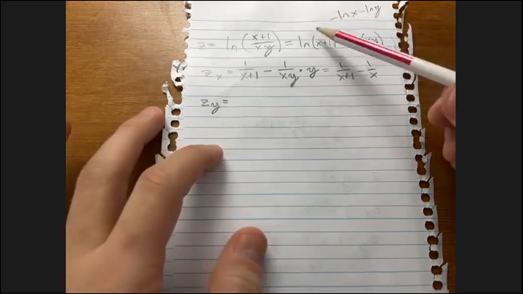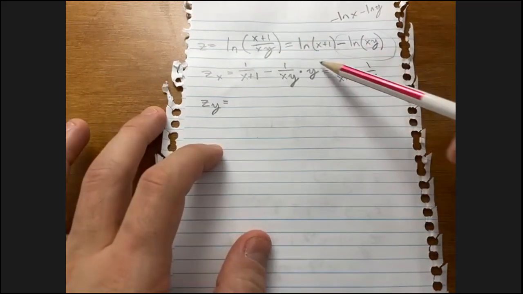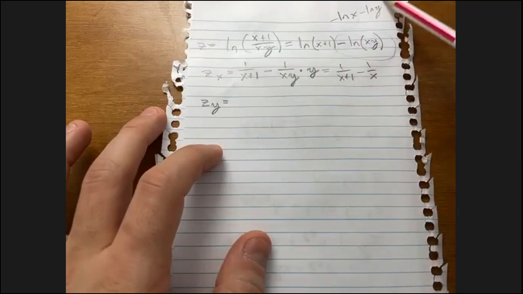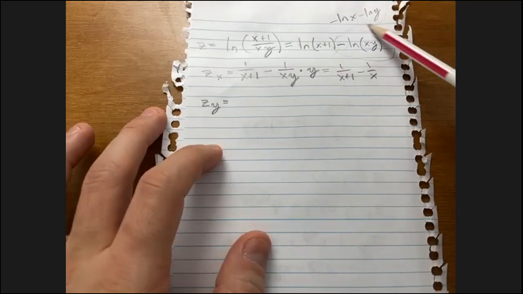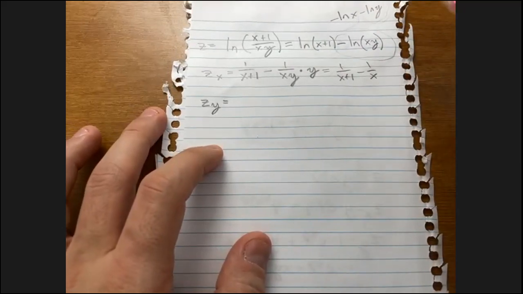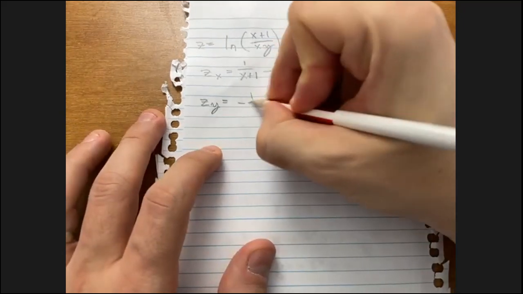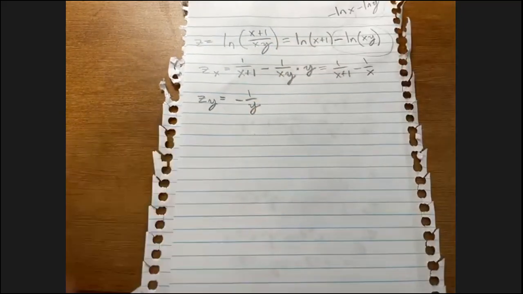Because this part won't have any y in it. This part won't have any y in it. The derivative of negative log y is negative 1 over y. Wrong spoiler. I think that's it. You guys see how I got that?